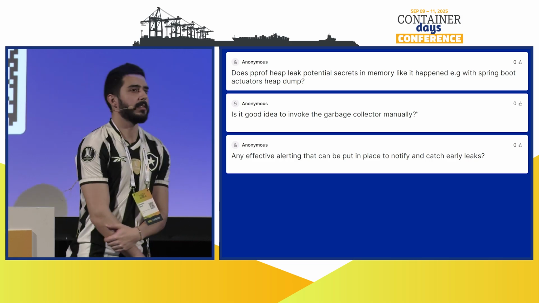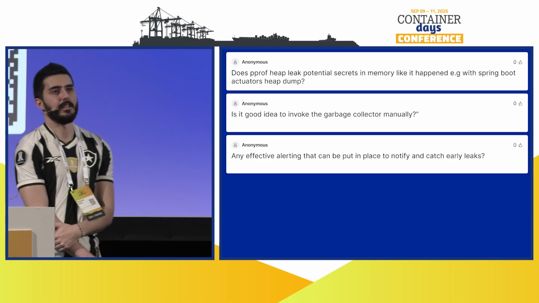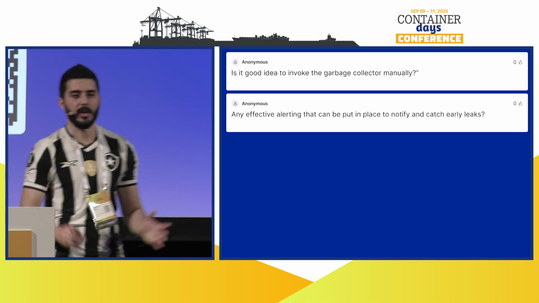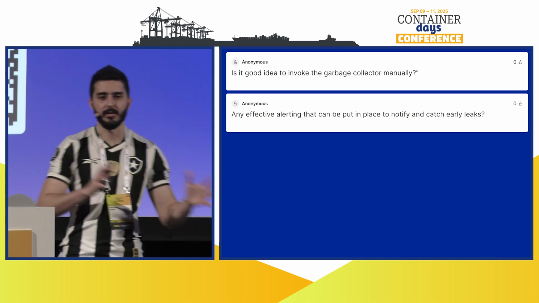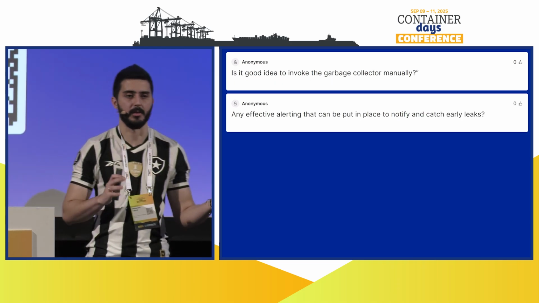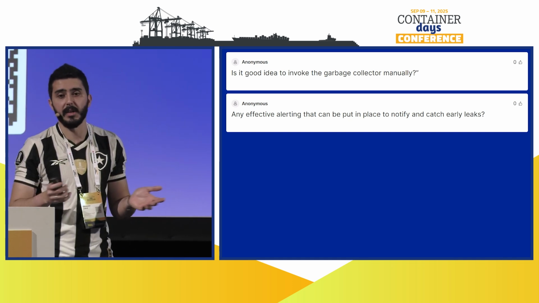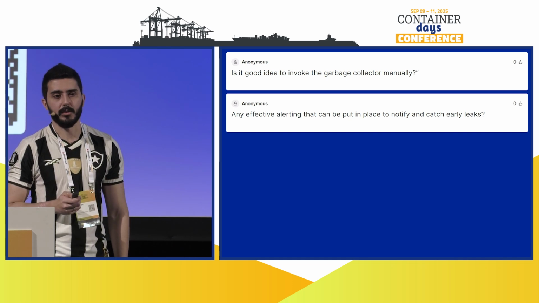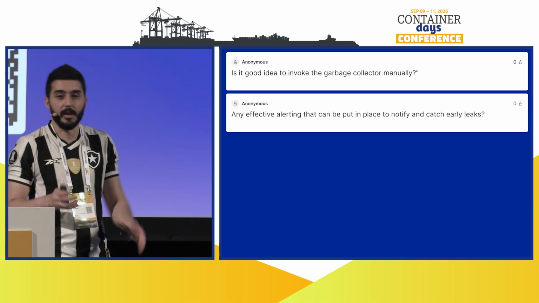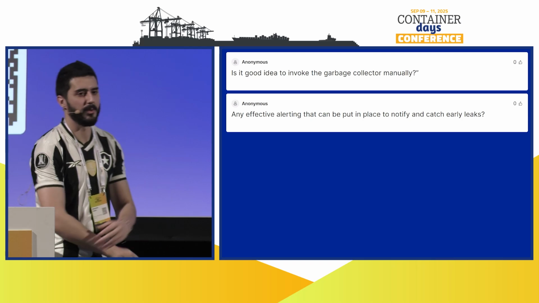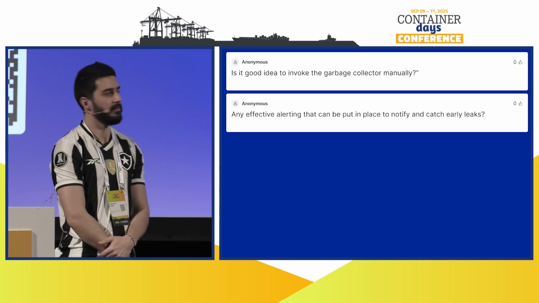Is it a good idea to invoke the garbage collector manually? Yeah, it's not about whether it's a good idea or not. It depends on the situation. We have different kinds of code: you have APIs, you have workers, you have scripts that you can run with Golang. Maybe in your situation, it can be a good thing to call the garbage collector. So it's not something wrong, okay? You have to understand your situation.